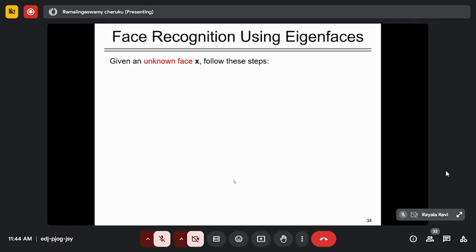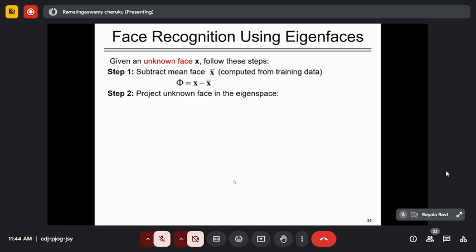Given an unknown face x, you have to apply the PCA. Step one: subtract the mean face, x bar. The first and foremost requisite is that the data should be uniform, so you calculate x bar and derive x minus x bar from the given x, so that you get zero mean face data. Then project the unknown face into the eigen space.